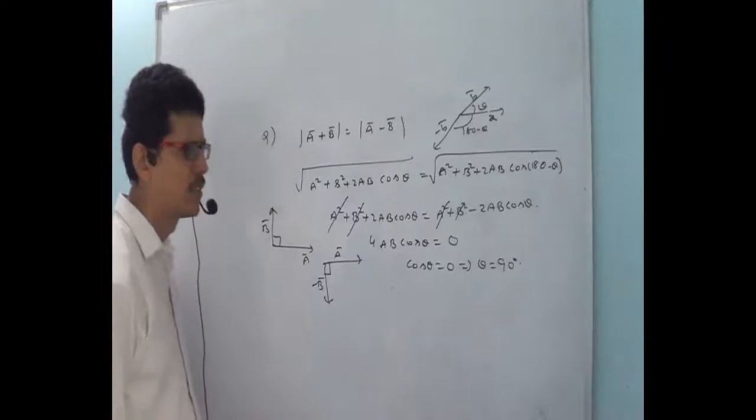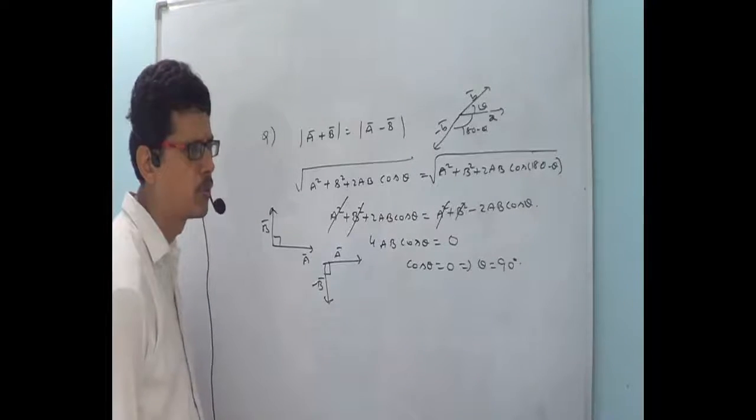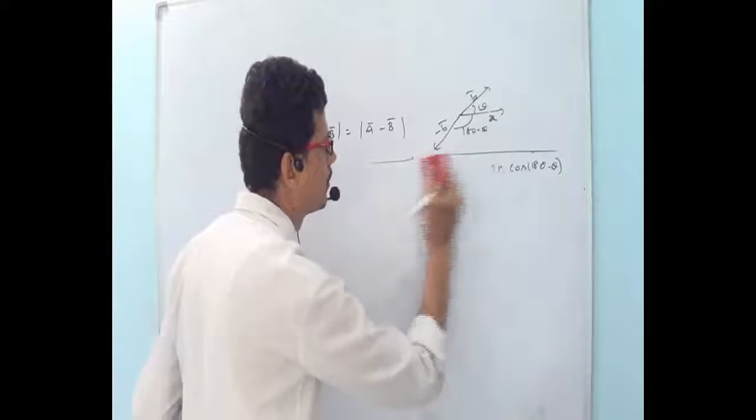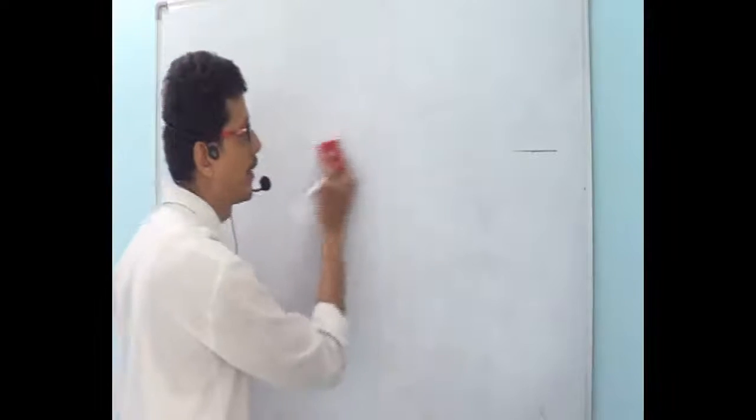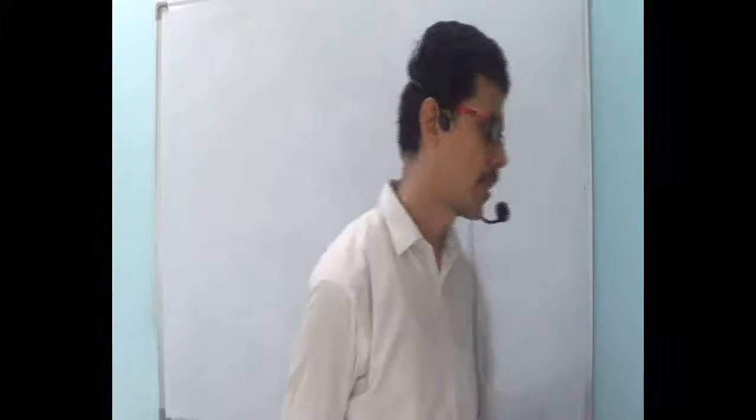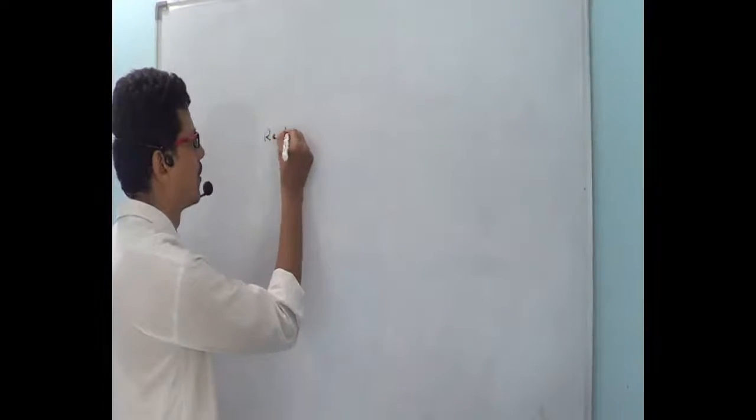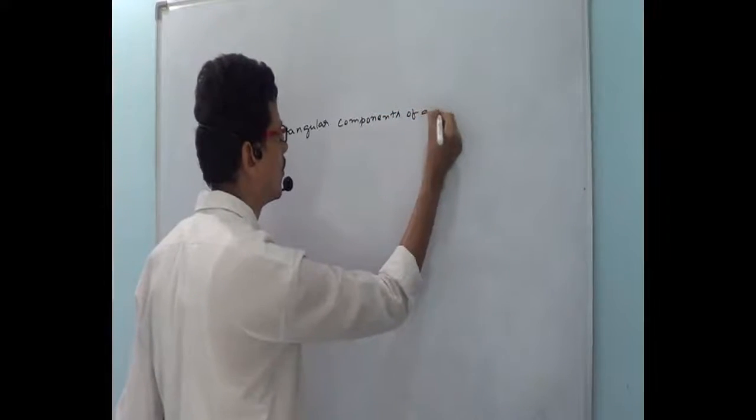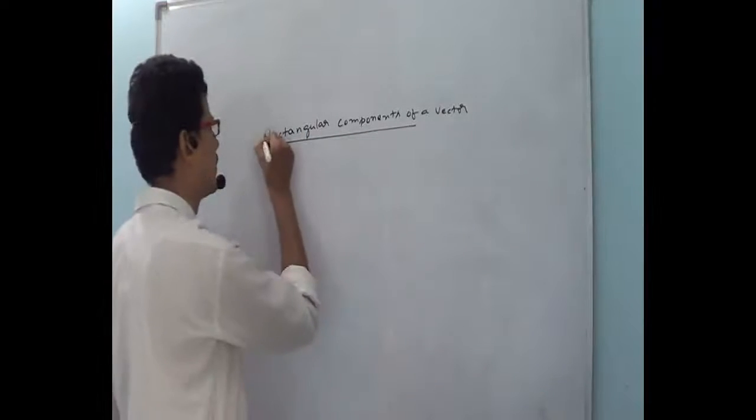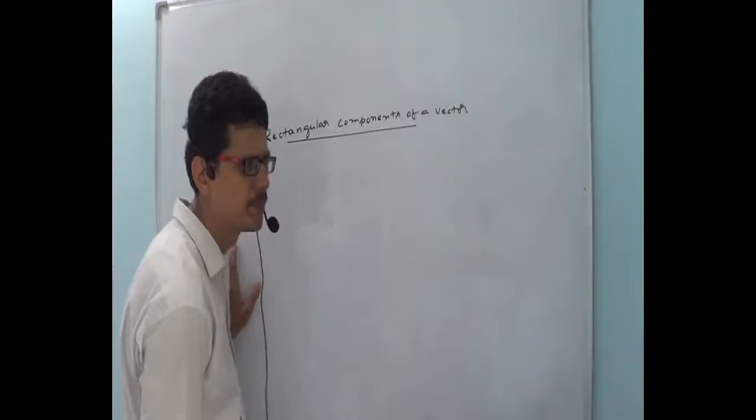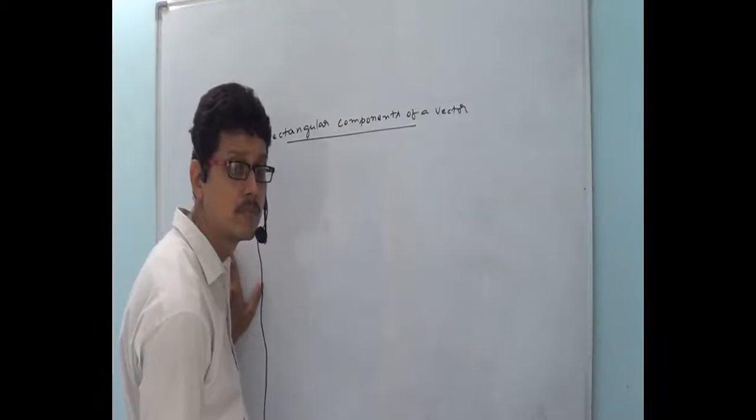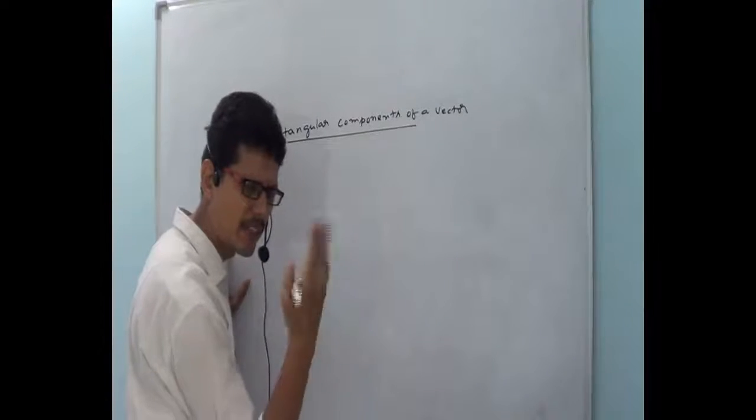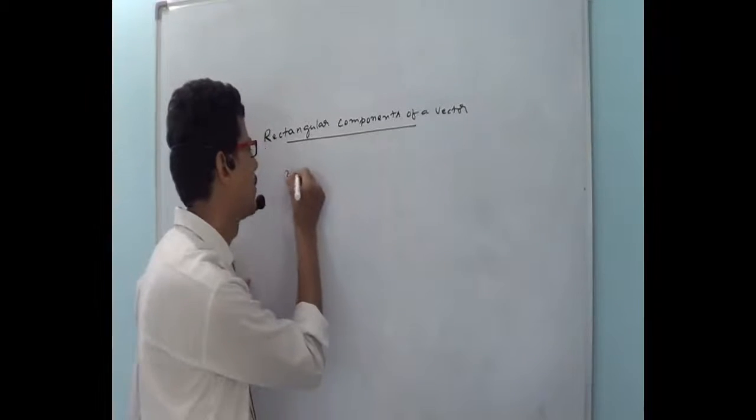Next, I am erasing this. Now we will go for writing a vector in terms of its components, rectangular components, okay? Rectangular components of a vector. First I will go with a two dimensional vector and then we will go for a three dimensional vector. First two dimensions, okay.